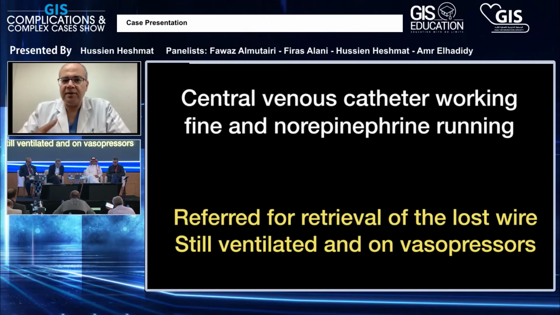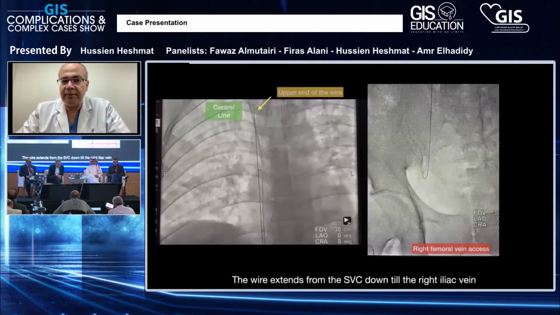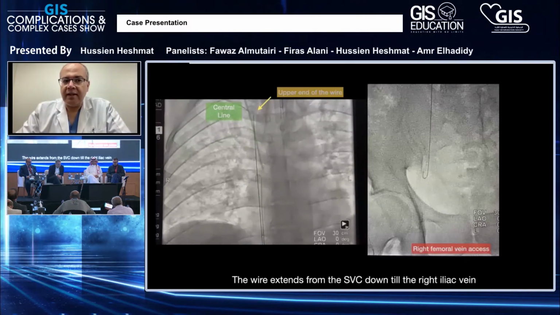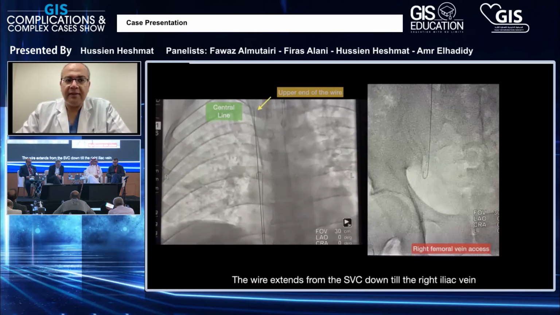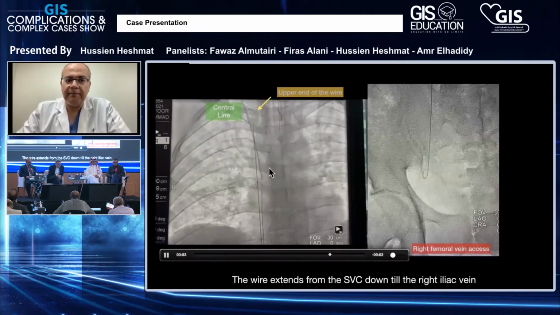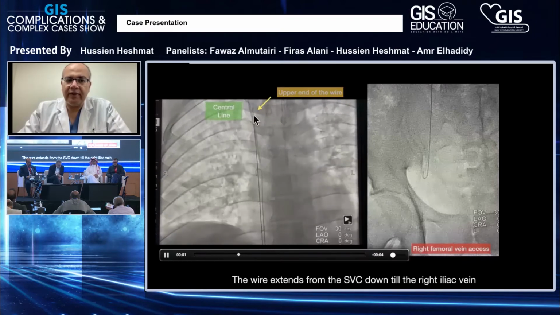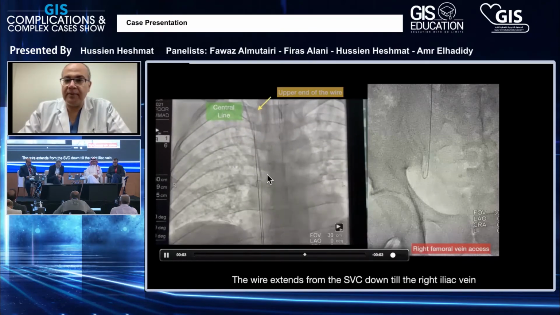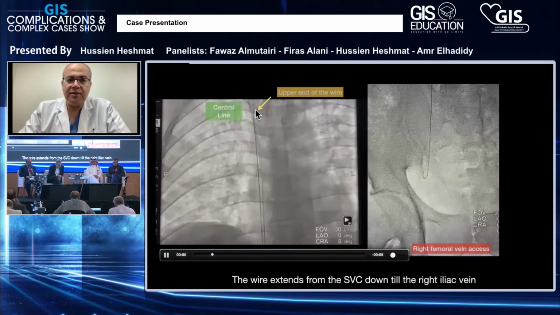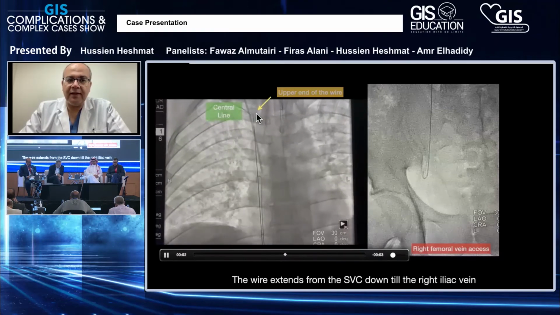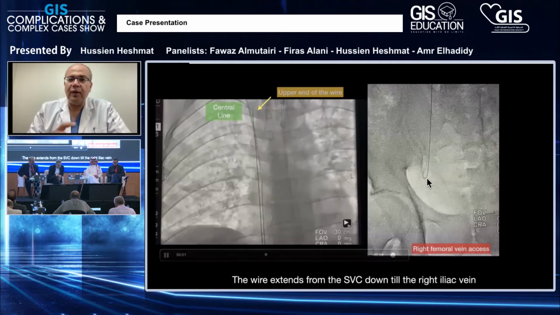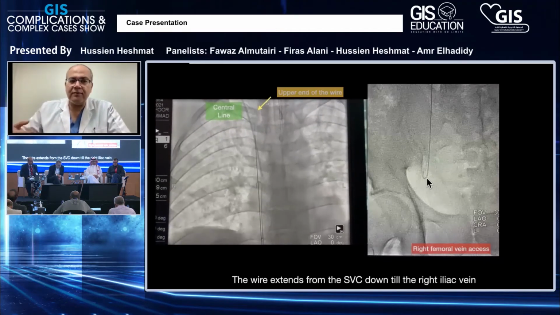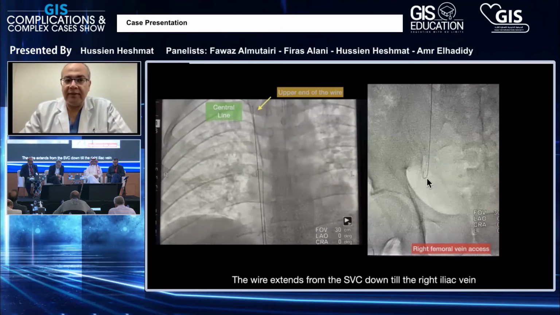And the patient came to us. He was mechanically ventilated and on a large dose of norepinephrine. And this is the image by fluoroscopy. We had a femoral vein access. You can see here the image on the left side. You can see the central line is very decently located at the junction of the superior vena cava and right atrium. But you see the wire here, there's a straight end, and the J end is down in the femoral vein. So the wire was long enough to span the distance from the superior vena cava down to the iliac vein.